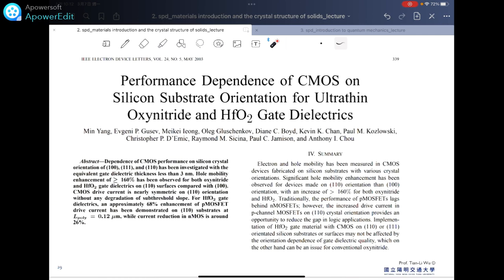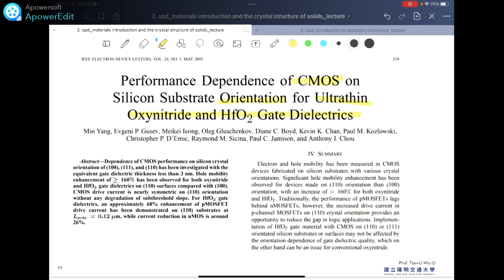Okay, so one more thing I want to show is related to what we discussed for the Miller index. That's pretty old knowledge, right? That's the beginning of semiconductor physics. But that knowledge is already useful later on for you when you read papers. This is just a paper showing that even this small, very easy knowledge is quite useful and might be helpful for your future research. The title is Performance Dependency of the CMOS on Silicon Substrate Orientation. Because this paper discusses orientation. What does orientation mean? The crystal direction is a kind of orientation. Orientation for the ultra-thin oxide nitride and hafnium oxide gate dielectric here.